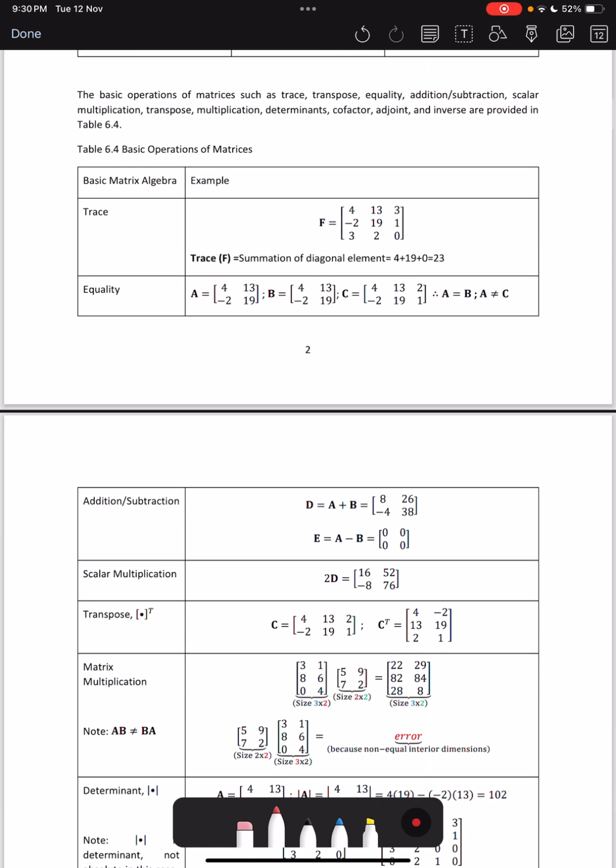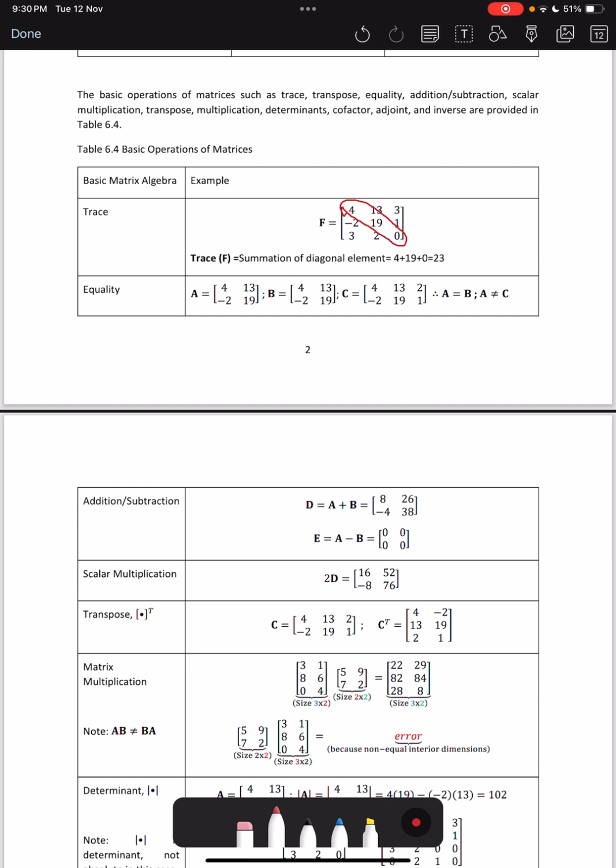Now we look into the basic operations of the matrix. The trace of the matrix is the summation of the diagonal elements: 4 plus 9 plus 0, so you get 23, imagining that the matrix is given as this.